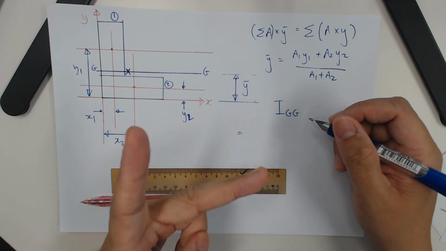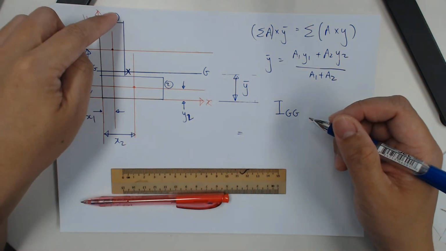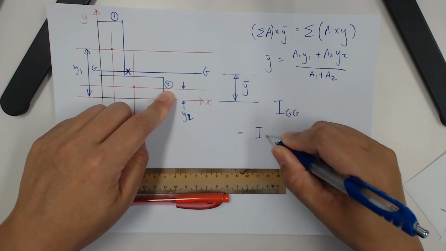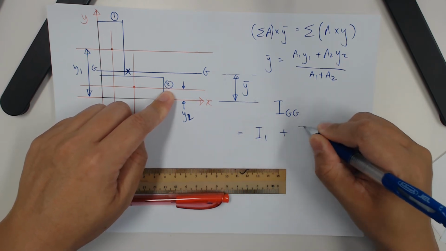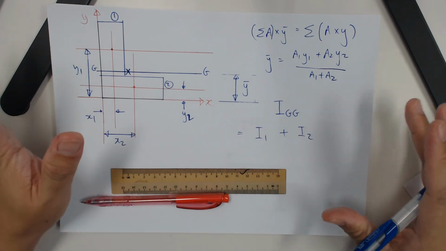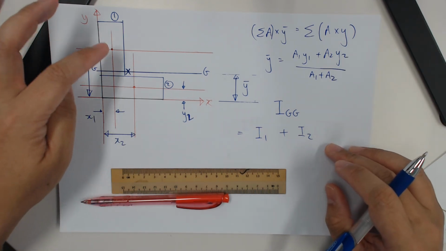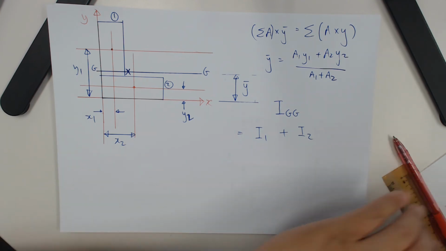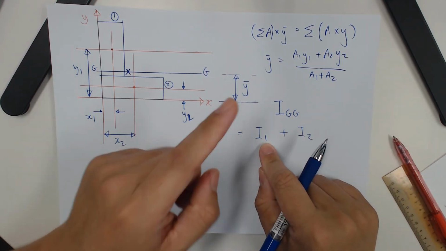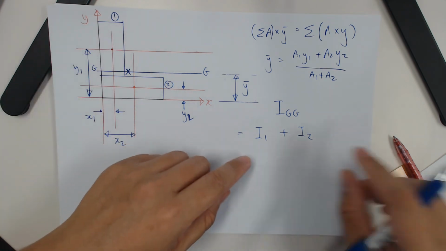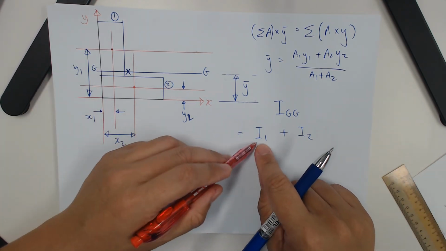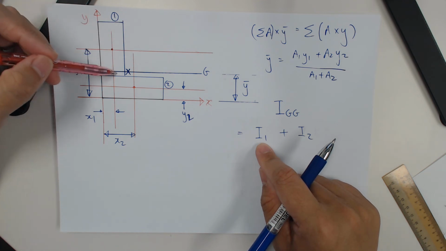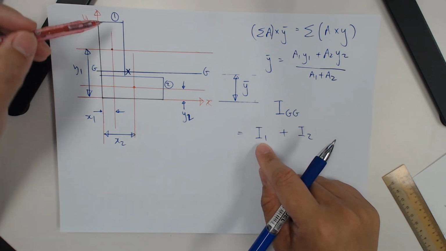We remember we have two rectangles, simple shape rectangle 1 and simple shape rectangle 2. So you can just loosely call this I1 plus I2 first. Now we proceed to look at each individual simple shape. You have to know this value is the I of the simple shape with respect to GG.